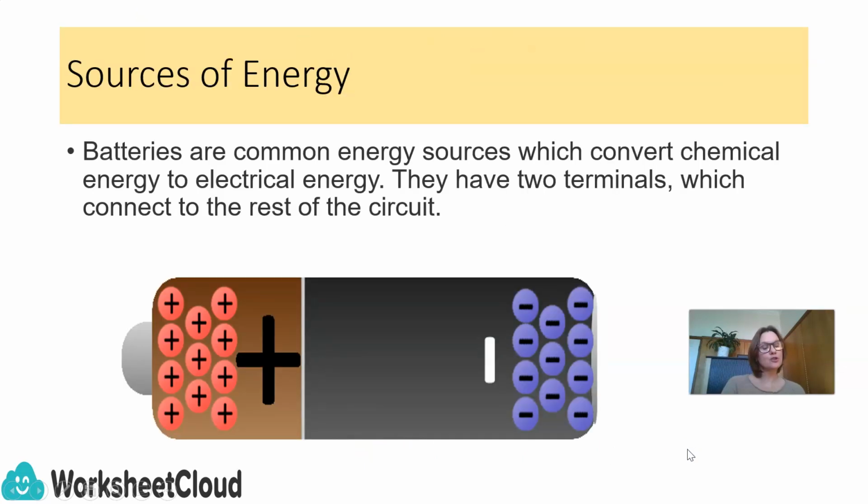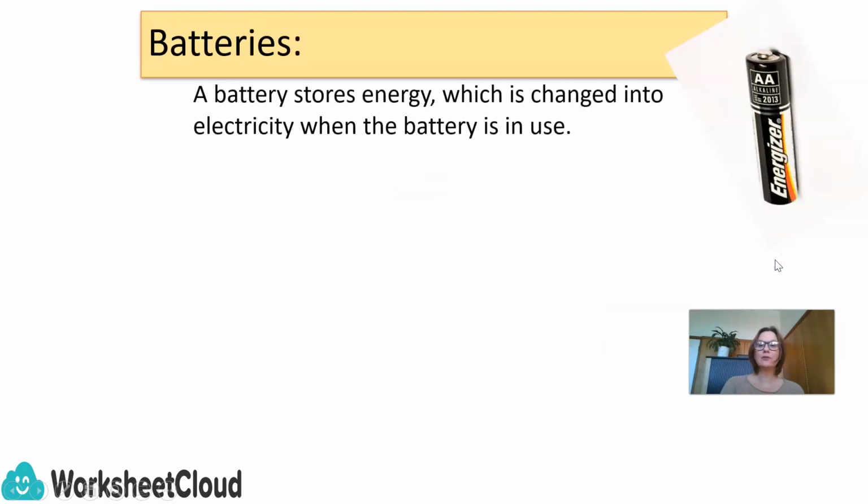So let's take a look at the sources of energy now. Okay, so batteries are common energy sources which convert chemical energy to electrical energy. So a chemical reaction takes place inside the battery. They have two terminals which connect to the rest of the circuit, the positive and the negative. So batteries, a battery stores its energy, which is charged into electricity when the battery is in use.